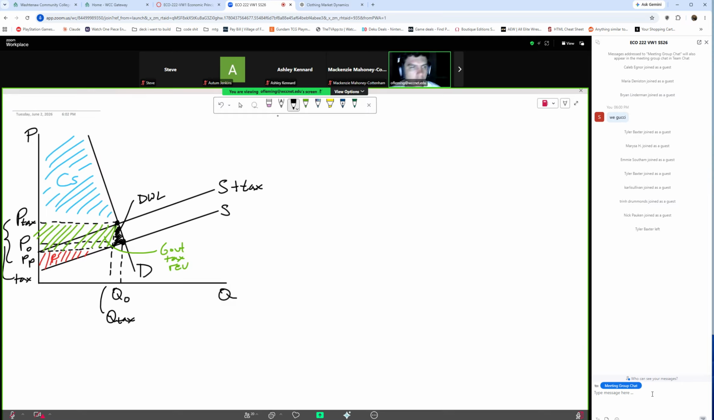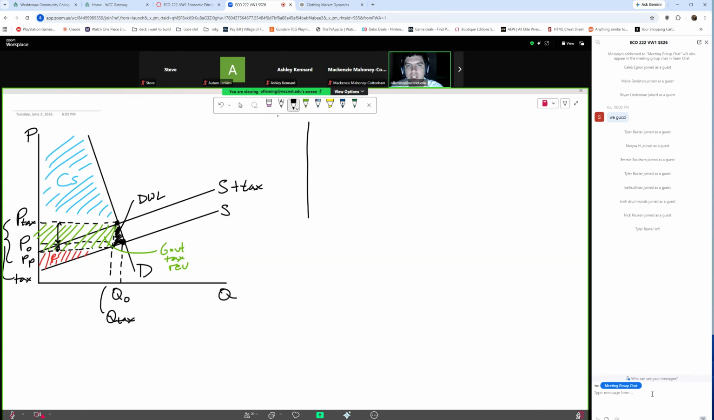All right. Here we can see that the burden is going to disproportionately fall on consumers. The amount by which the consumer price is increasing, the difference between P tax and P0, is larger than the amount by which the producer price is decreasing. So here it's consumers that bear the brunt of the burden.